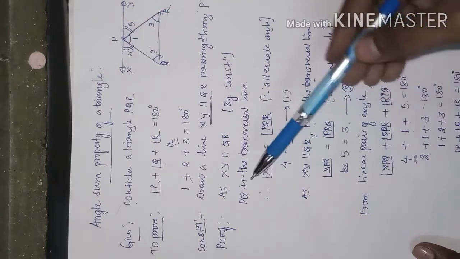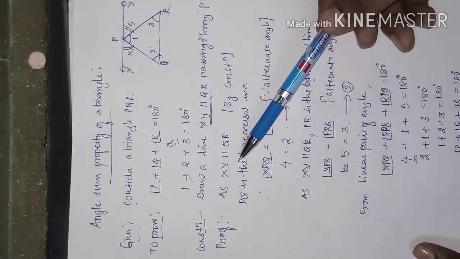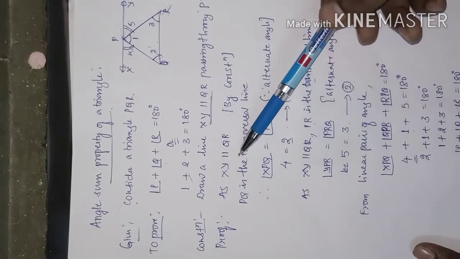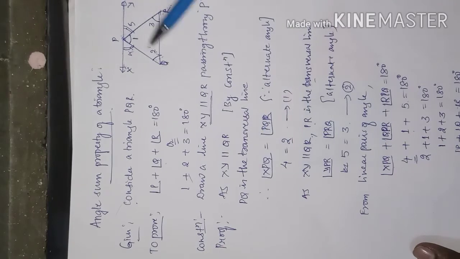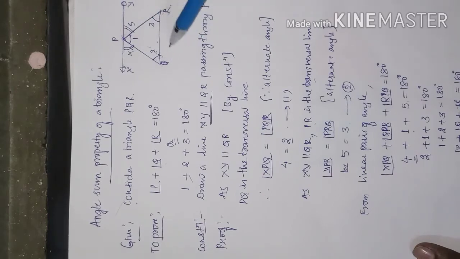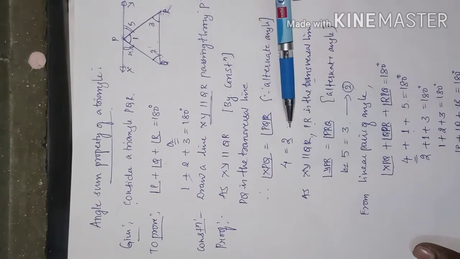Now, under proof, as XY is parallel to QR, by construction PQ is the transversal line. That means angle XPQ and angle PQR are forming alternate angles, and these alternate angles are equal because XY and QR are parallel lines. So angle 4 is equal to angle 2.